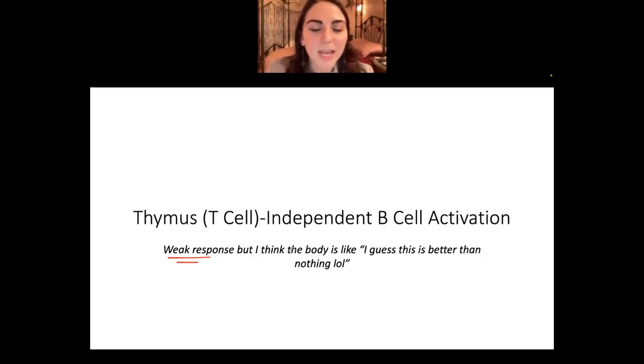But this is me saying, I think the body's like, oh, whatever, it's better than nothing. You know, IgM can fix complement, right? IgM's really, really good at activating the complement system. So at least you got that. So I think that's why this process happens.